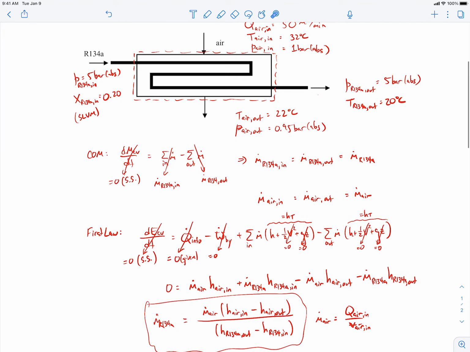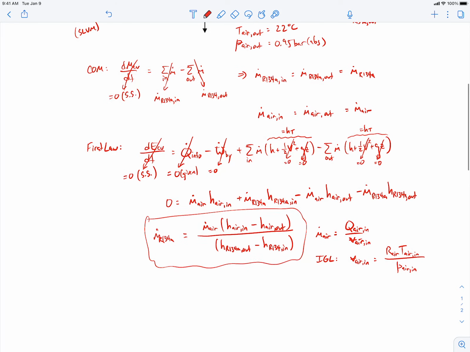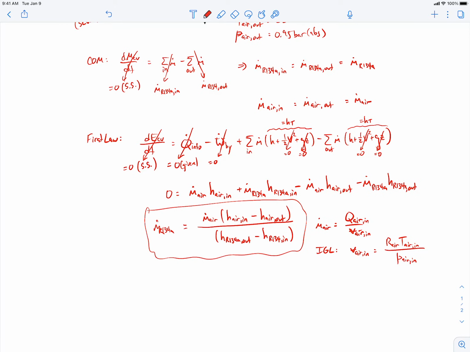Now, I'm not given the specific volume coming in, but of course I can find that using the ideal gas law. So from the ideal gas law, the specific volume of the air in will be the gas constant for air times the temperature of the air coming in, which we're given, divided by the pressure of the air coming in, which we're also given. So we can do that calculation.